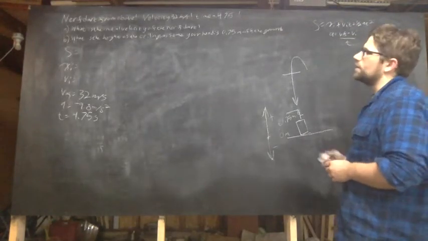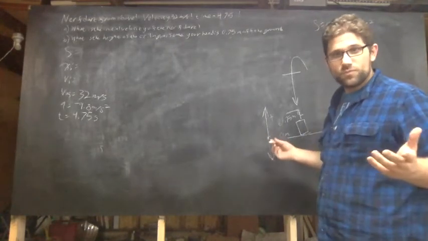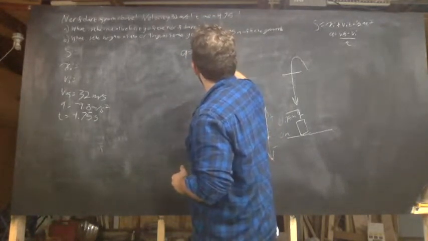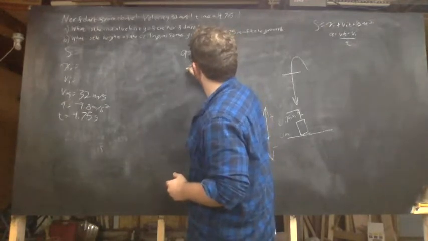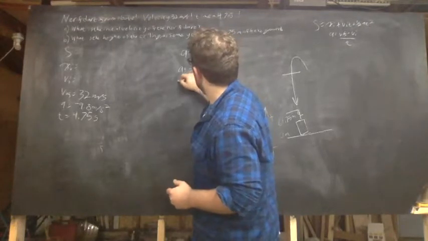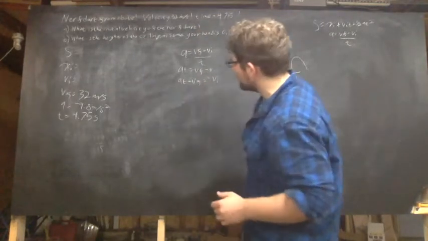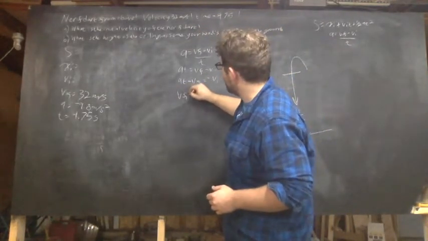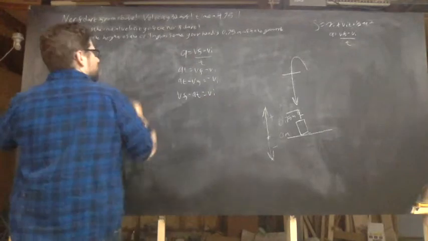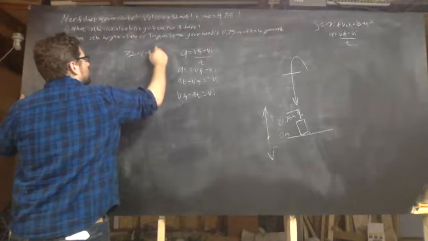Okay, let's do our first part. A: what is the initial velocity of the Nerf dart? We're going to solve it the same way, with a equals vf minus vi over t. Rearranging, at equals vf minus vi. Then at minus vf equals negative vi, and multiplying everything by negative 1 gets me vf minus at equals vi.